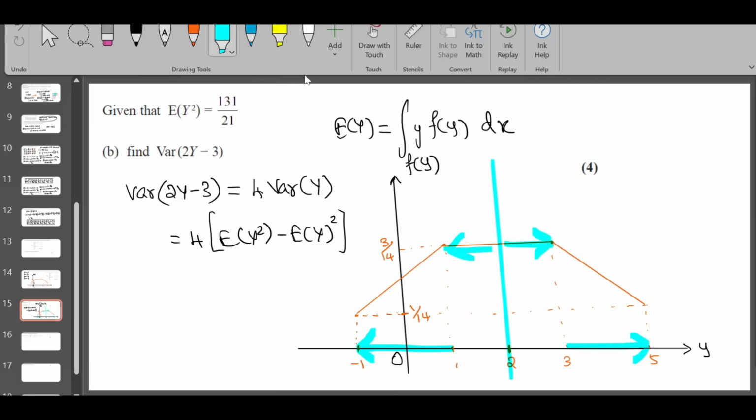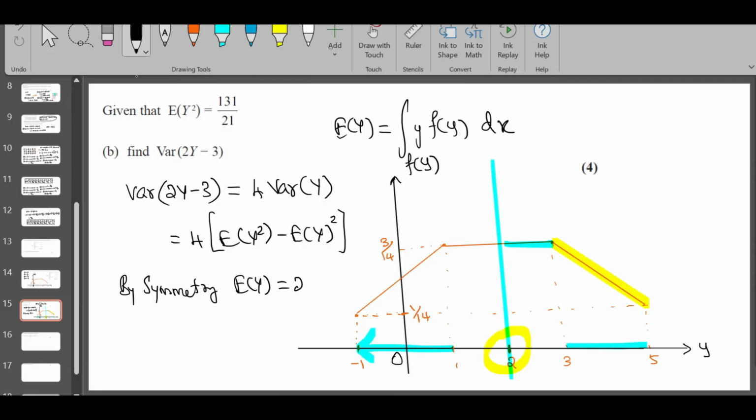And then look at this line. The line extends from -1 to 1 with the positive slope. That -1 to 1 is 2 units. 3 to 5 is also 2 units. So it's just a mirror image on both sides, right? So this graph is symmetrical about the middle line. So definitely e of y is equal to 2. This point is e of y. So you can just write by symmetry e of y is equal to 2.